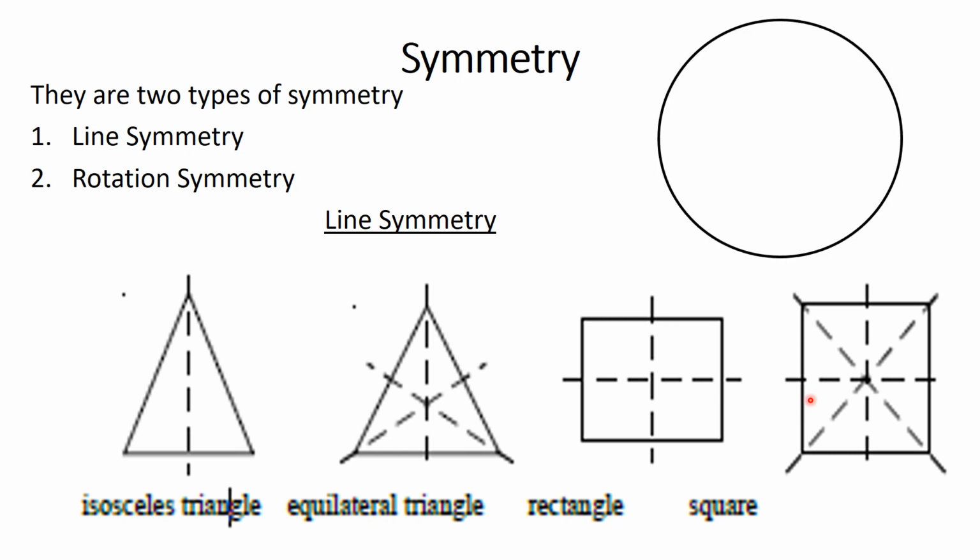Another interesting shape is a circle. A circle has what we say is an infinite or uncountable number of lines of symmetry. Yes, uncountable lines of symmetry. Meaning that for a circle, let me just get a pen to illustrate.